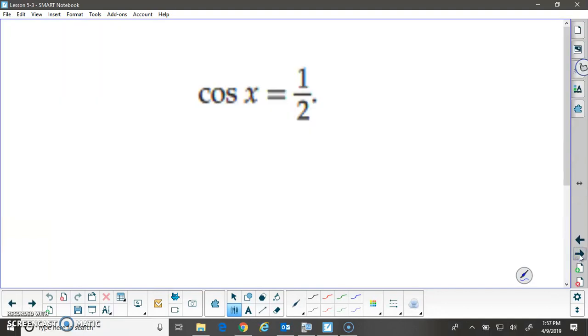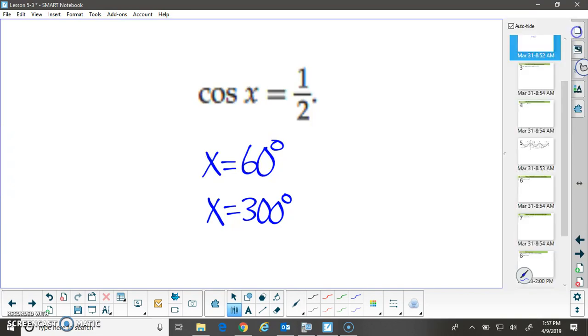To solve trig equations, we'll start with a very simple one. Cosine of x equals 1/2. If you look on the unit circle, there are answers to this. Since it's cosine of x equals 1/2, you're going to look for x values on the unit circle that equal 1/2, and that would be 60 degrees. There would be another answer at 300 degrees. But there are infinitely many other solutions besides 60 and 300.